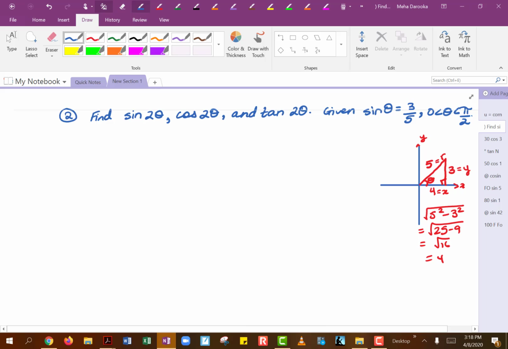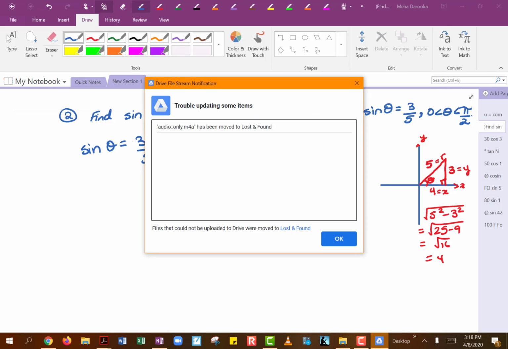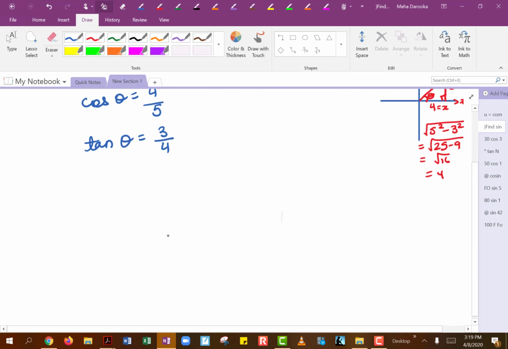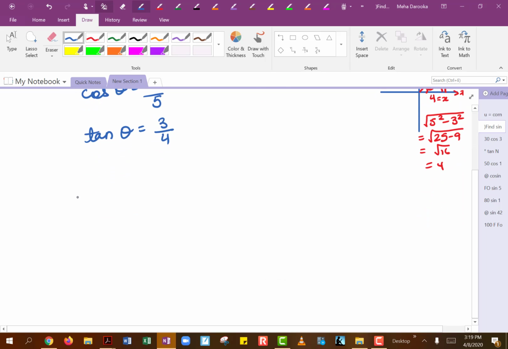So we already are given sine of theta equals 3/5. Okay, and then cosine of theta, again you can do based on angle theta, would be adjacent over hypotenuse, or x over r, which will end up giving us 4/5. And then in that same way we can get tangent of theta, which will be y over x, or opposite over adjacent, which will be 3/4, right? So we can come up with those 3 values.